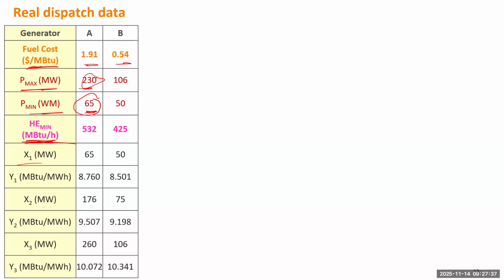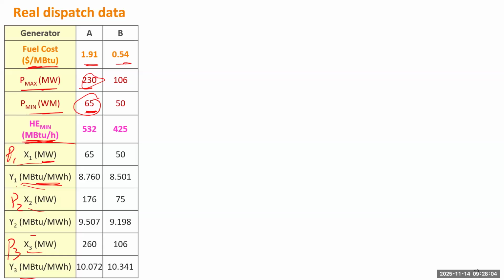And the following data will be S1, Y1, S2, Y2, S3, Y3. So each X is megawatt, which simply means P1. So this is P2, this is P3. And the Y1 is like every megawatt hour, how much fuel you're going to feed to the power plant.